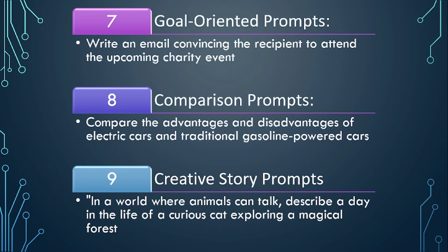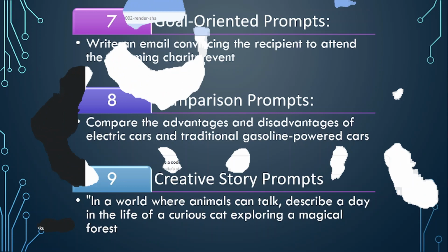Compare the advantages and disadvantages of electric cars and traditional gasoline powered cars. This comparison can be in both tabular format and paragraph format. Number nine is a creative story prompt. It helps us to tell a story.